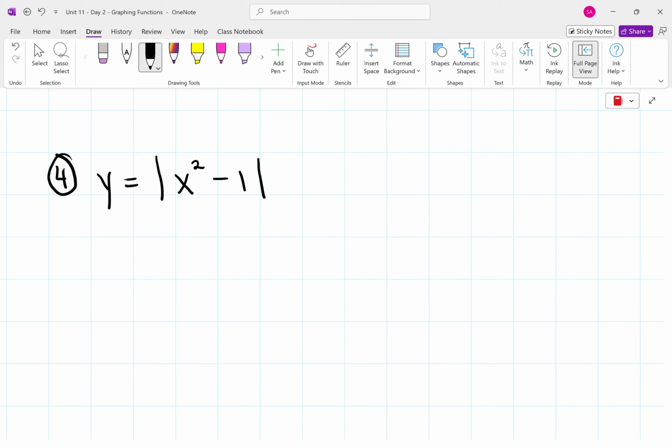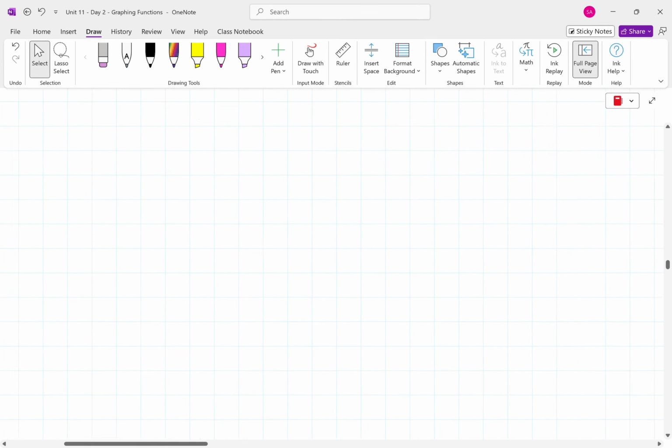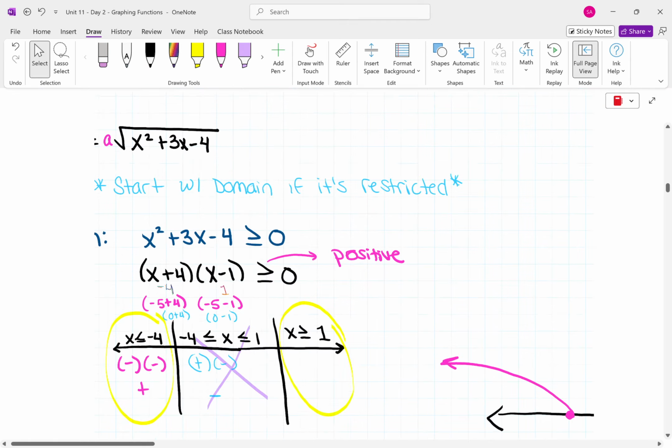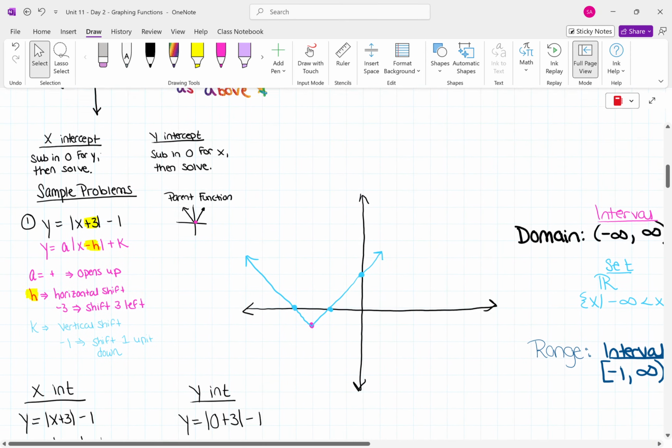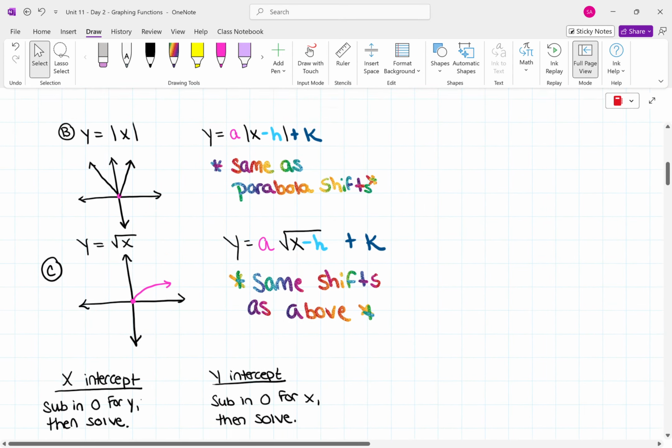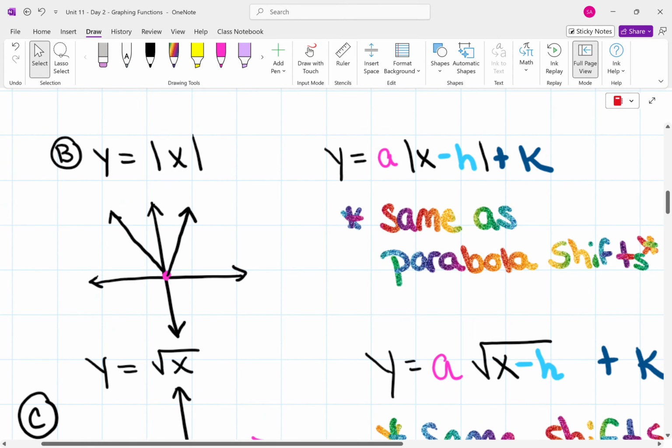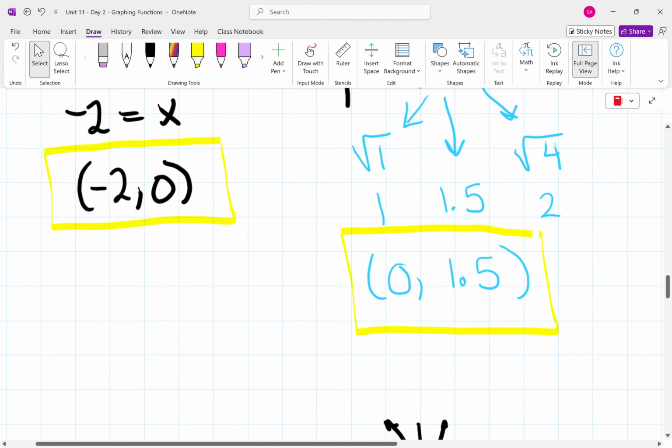This is not a V. How do I know this is not a V? Well, absolute value usually is a V, right? The parent graph for an absolute value is a V. Back to the beginning, if we could ever get there. Where are my parent graphs? There we go. Parent graph is a V for absolute value. But how come this one's not a V?